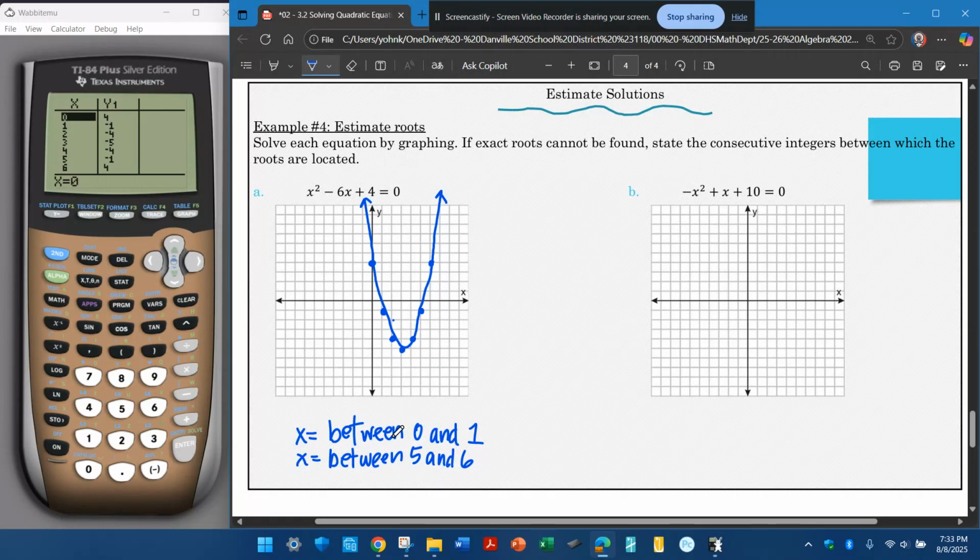So I don't know exactly what it is. It could be 0.7. It could be 5.3. Later in the chapter, you're going to be able to tell me what it is, but for right now, we're just estimating what the solution is.